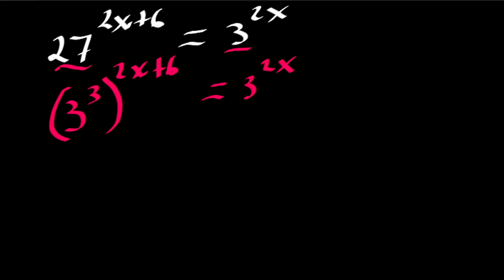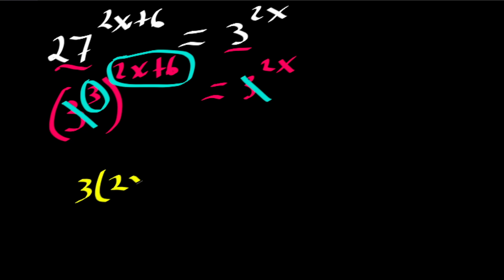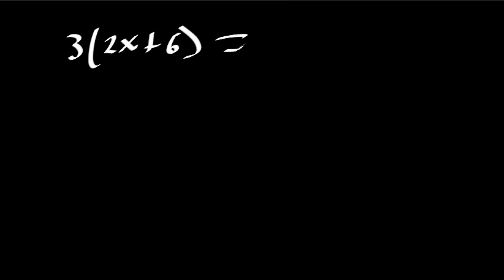So now my question to you is, I'm going to cancel these bases, but what happens between this 3 and 2x plus 6? Hopefully we remember, since it's a power to a power, they get multiplied. So it's 3 times 2x plus 6 equals 2x. And now we can just solve this equation. So once again, 3 times 2x plus 6 equals, I think we said it was 2x. Let me double check. Yep.